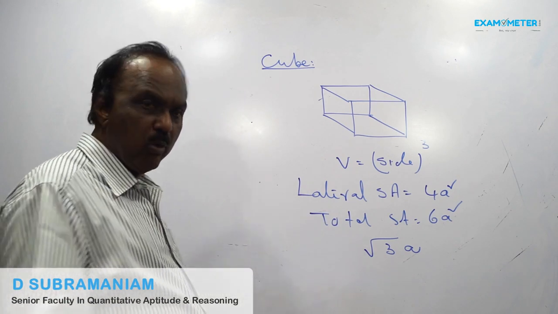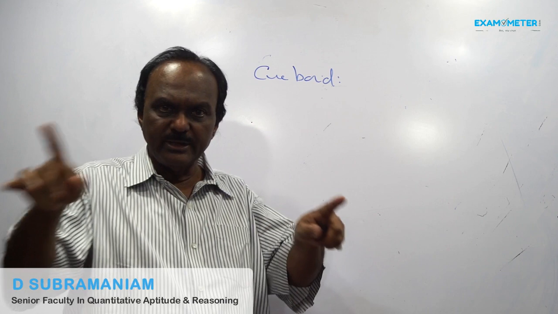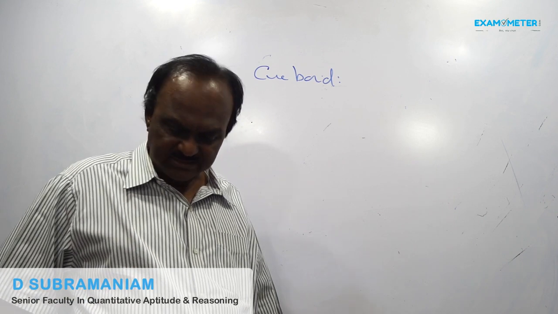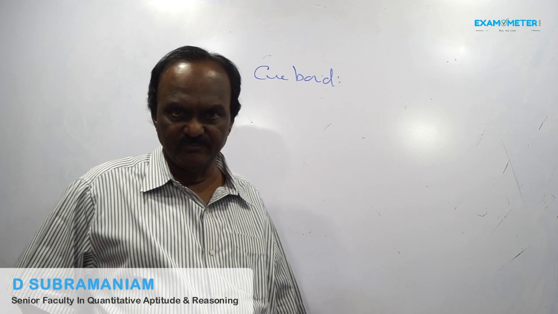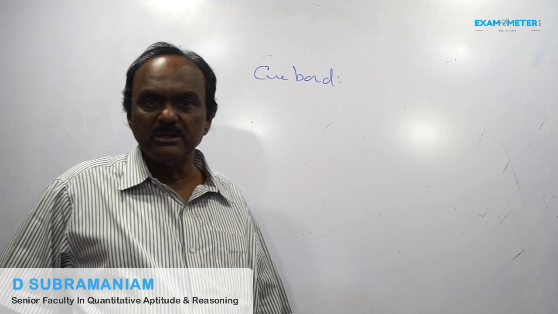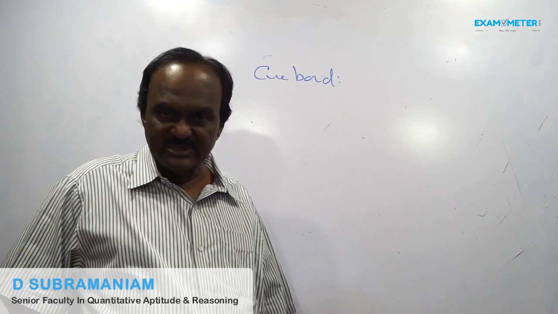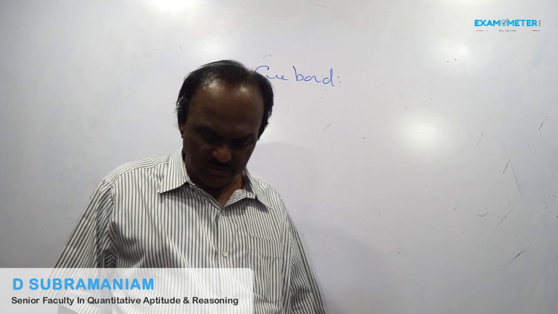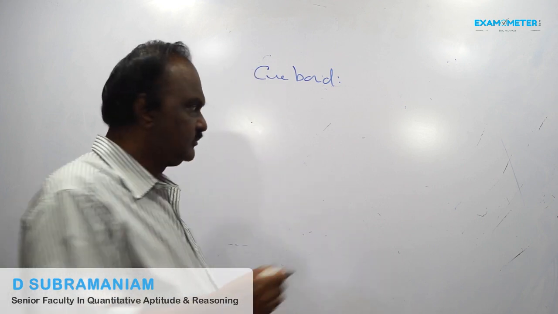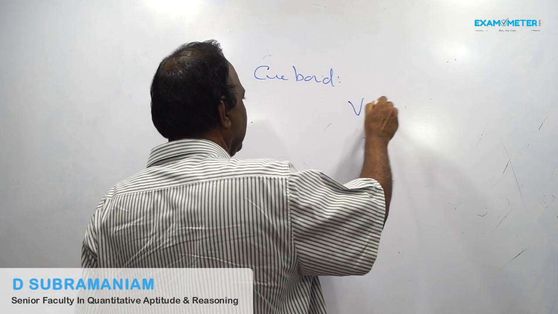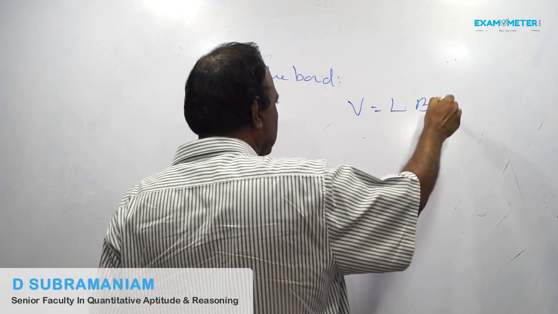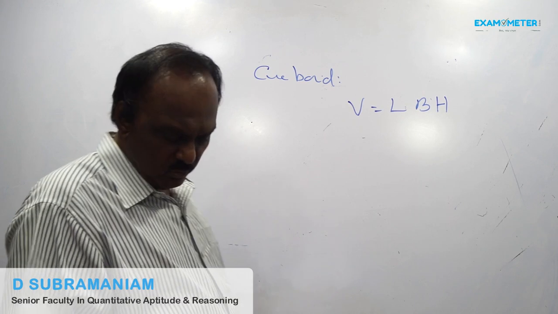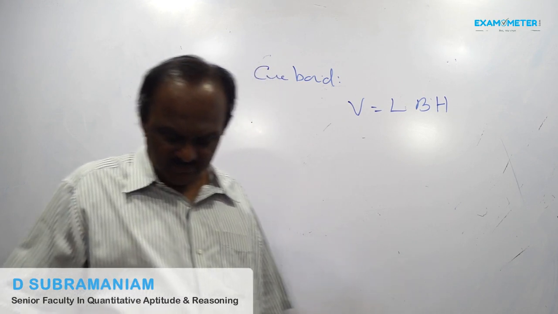Next, cuboid. A rectangular solid body having 6 rectangular faces is called a cuboid. Volume is length into breadth into H.